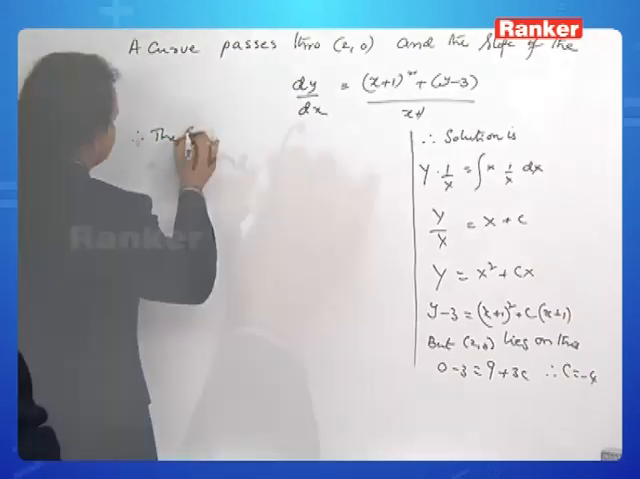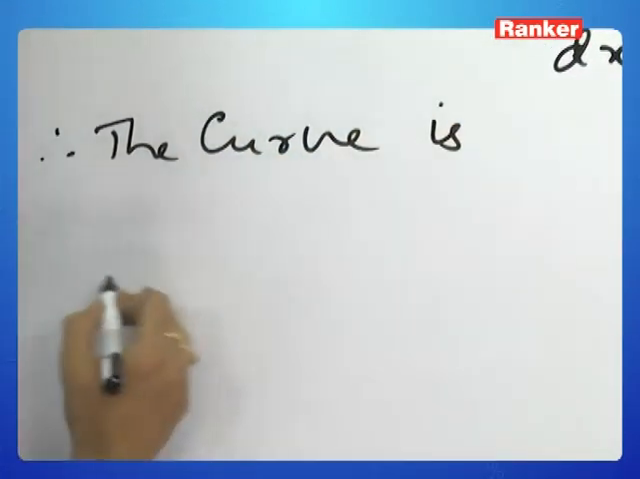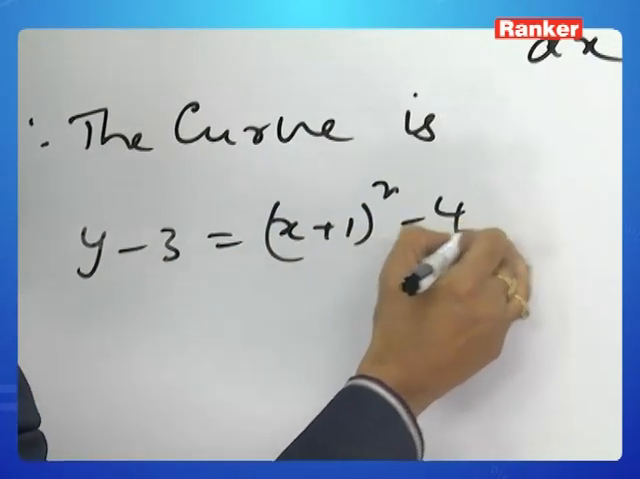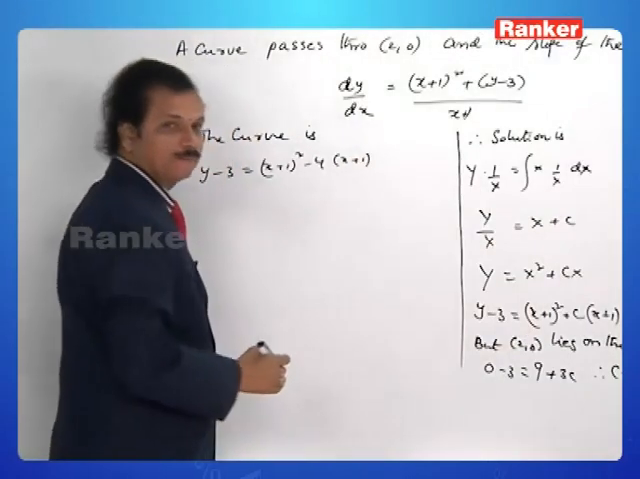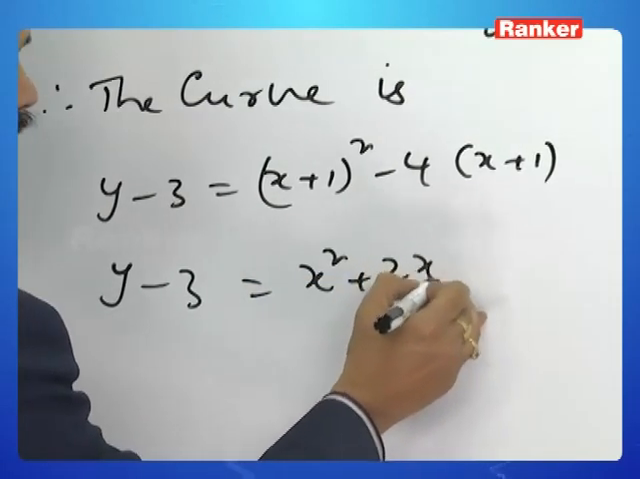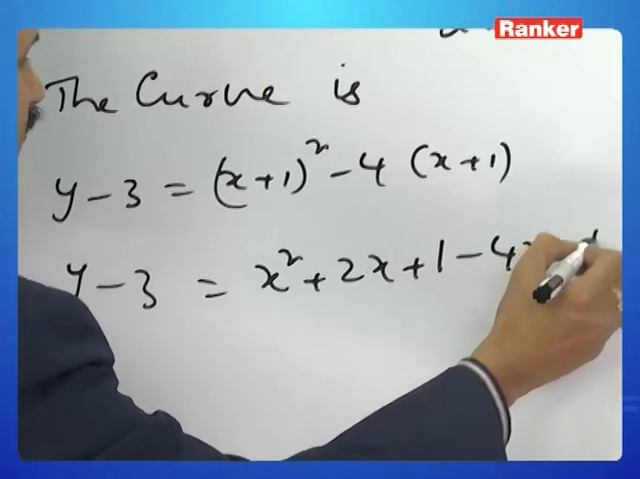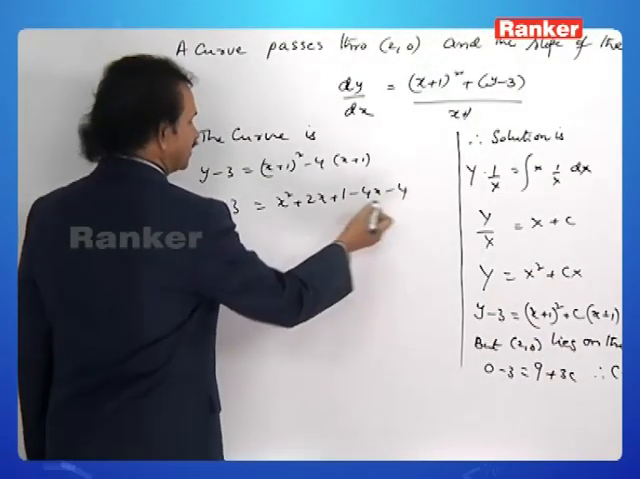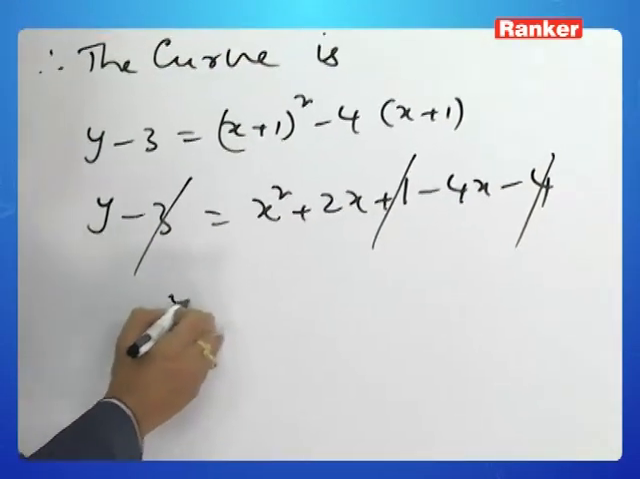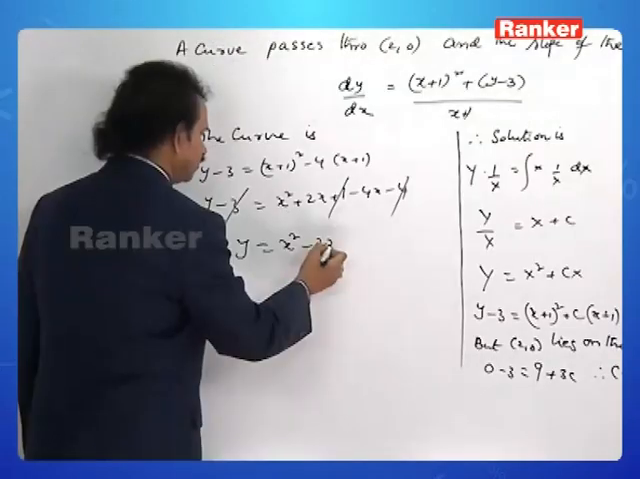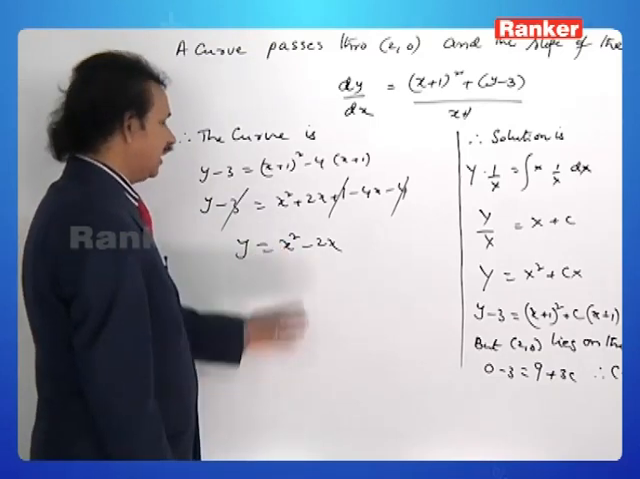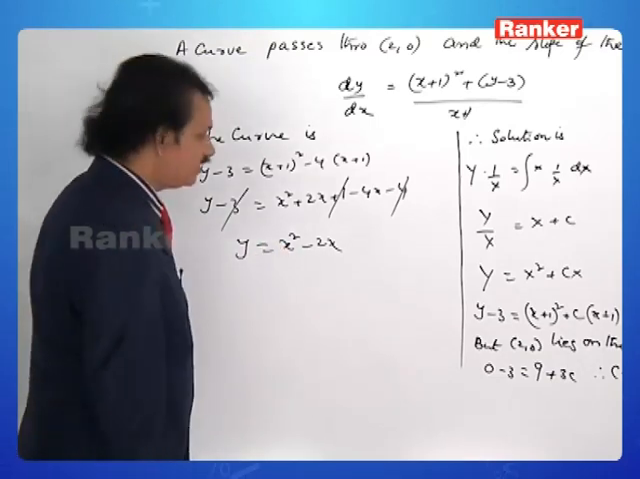Therefore, the curve is y minus 3 is equal to (x + 1) whole square minus 4 into (x + 1). Therefore, y minus 3 is equal to x square plus 2x plus 1 minus 4x minus 4. What is minus 4 plus 1? Minus 3. Minus 3 and minus 3 will go away. So, y is equal to x square minus 2x is the curve. And we know that it is a parabola which meets the x-axis at 0 and 2.